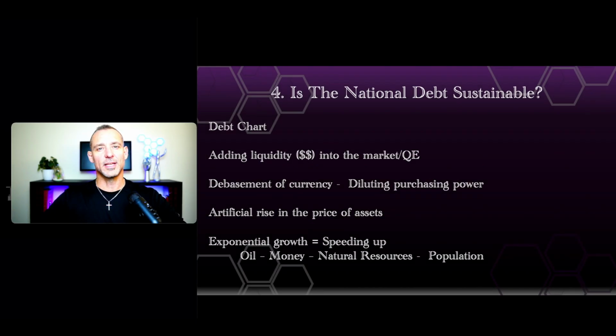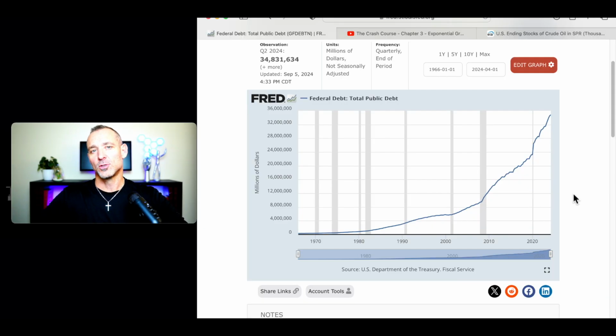Is the national debt sustainable? Let's look at the chart. So our current national debt, according to the chart, is almost 35 trillion. And if you look at this chart, it looks like a hockey stick. Hockey stick meaning at the beginning of the hockey stick, it just goes straight up and it keeps on going up. And you would think that it could go up forever, but unfortunately it can't.